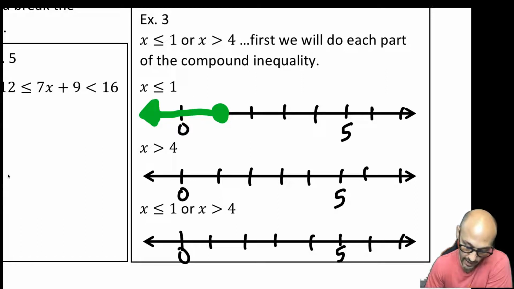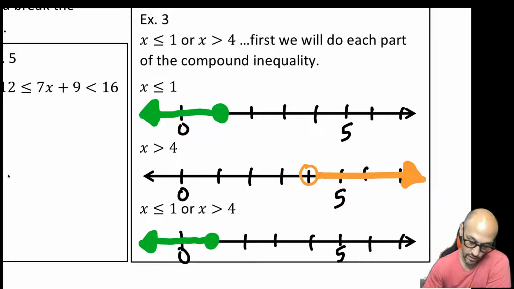Next, we have x is greater than 4. So it's an open circle because there's no equality included there. And then x is greater than 4, which means we're going this way. And now when we take those two together, it's just going to be like this.